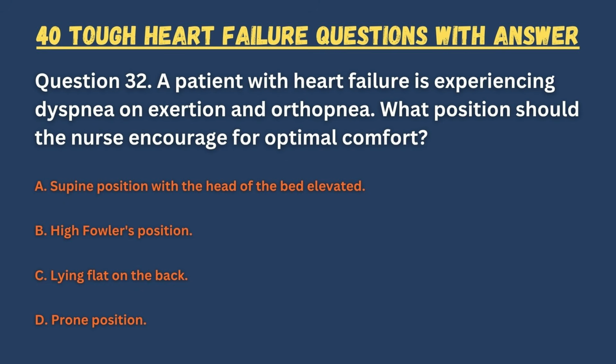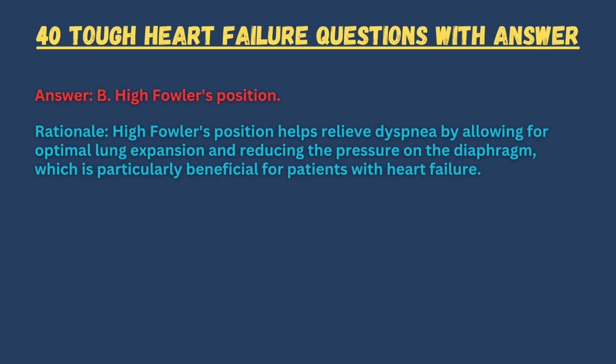Question 32. A patient with heart failure is experiencing dyspnea on exertion and orthopnea. What position should the nurse encourage for optimal comfort? A. Supine position with the head of the bed elevated. B. High Fowler's position. C. Lying flat on the back. D. Prone position. Answer: B. High Fowler's position. Rationale: High Fowler's position helps relieve dyspnea by allowing for optimal lung expansion and reducing the pressure on the diaphragm, which is particularly beneficial for patients with heart failure.